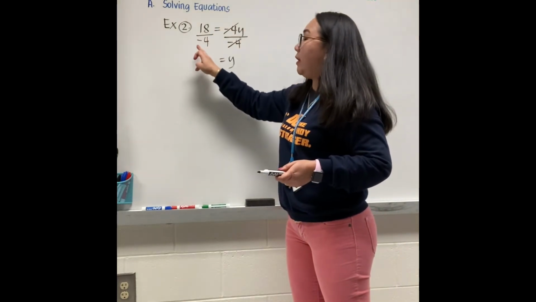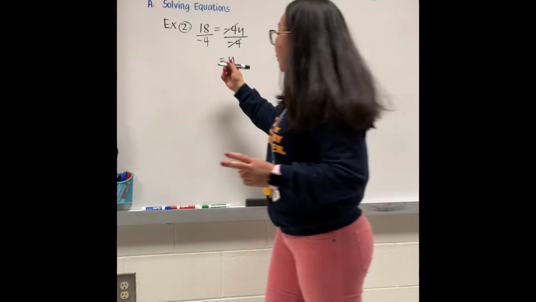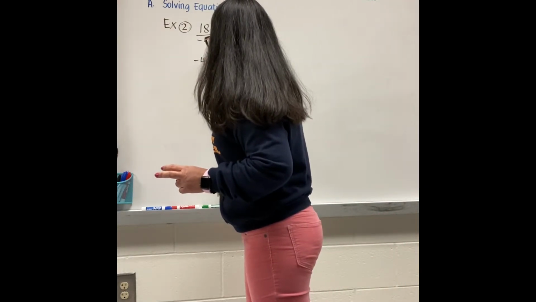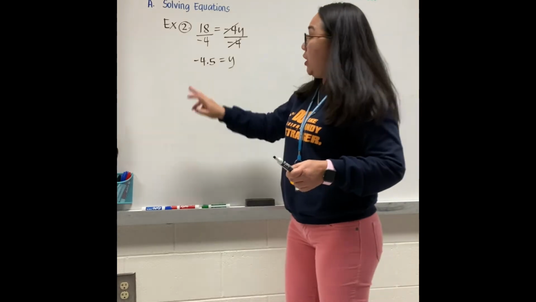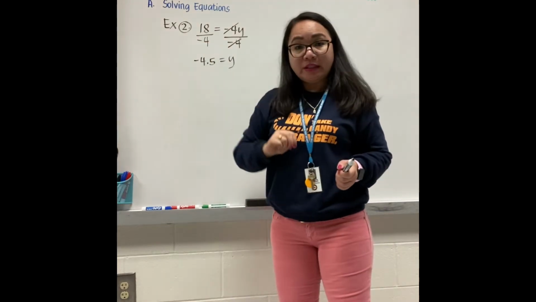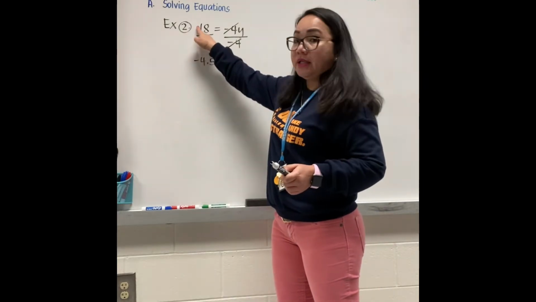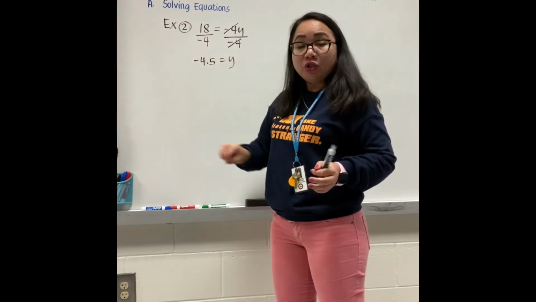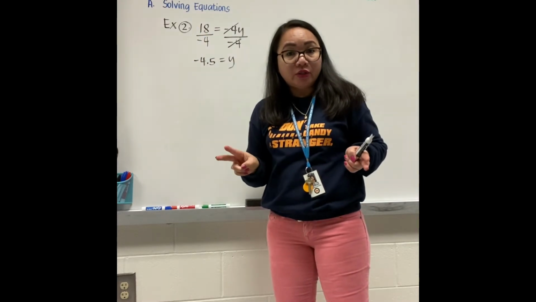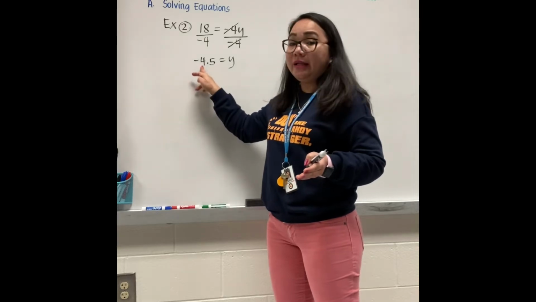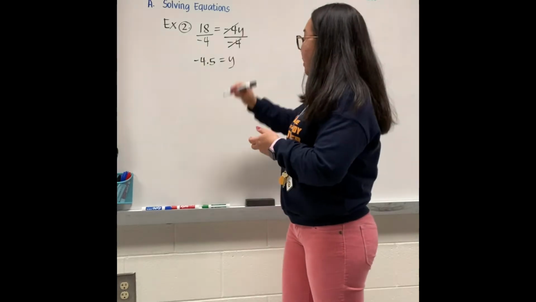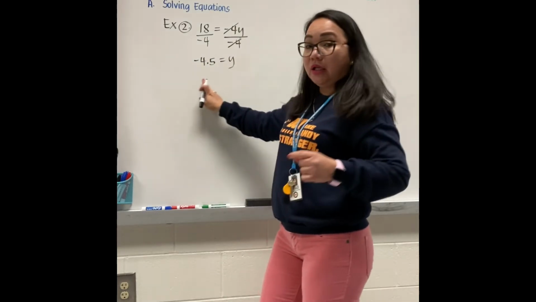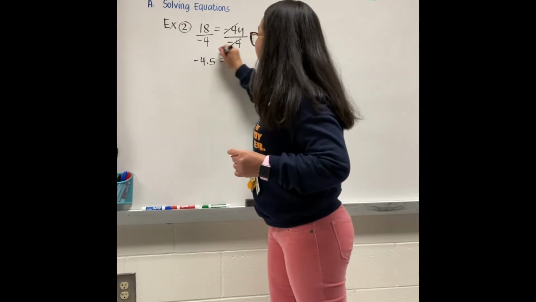Now 18 divided by negative 4 will give you negative 4 and 5/10. Notice that we divide opposite signs. 18 is positive, 4 is negative. So when you divide different signs or opposite signs, it will give you a negative answer. So our answer now is y is equal to negative 4 and 5/10.